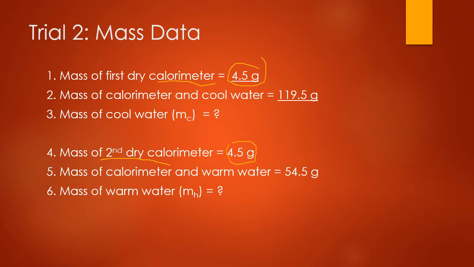The mass of the first calorimeter and the cool water is 119.5 grams. You need to calculate the mass of the cool water by subtracting those two values. The mass of the second calorimeter with the warm water is 54.5 grams. You need to calculate the mass of the warm water by subtracting out the styrofoam cup.